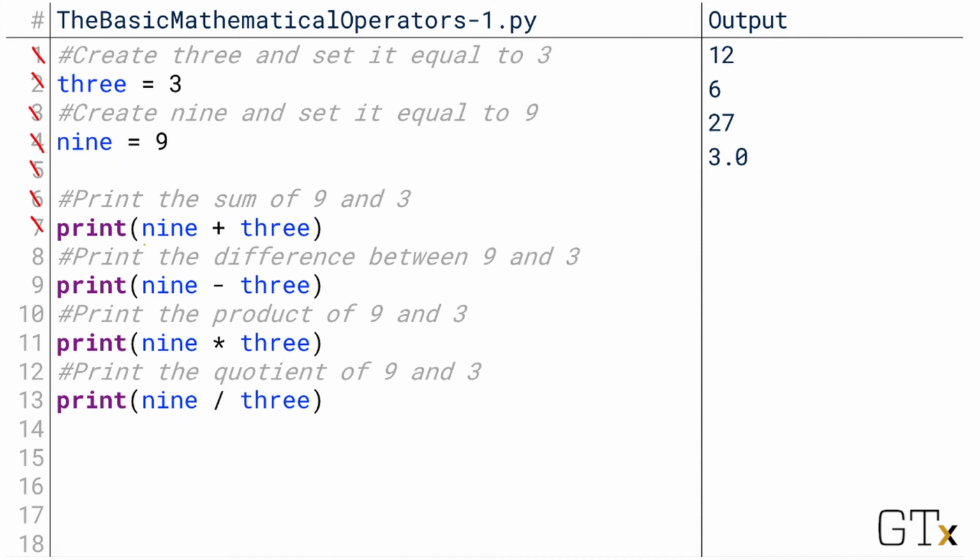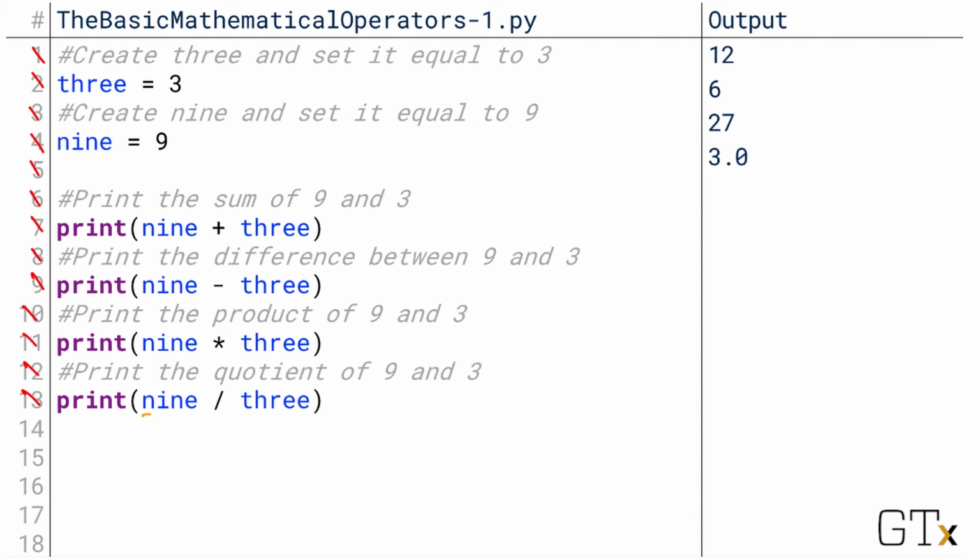Line 7 prints the results of 9 plus 3. 9 plus 3 is 12, and so this prints 12. Line 9 prints 9 minus 3, which is 6, and so we get 6. Line 11 prints 9 times 3. We use an asterisk to represent multiplication, and that gives us the expected result of 27.